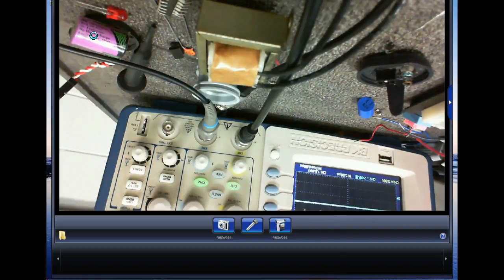And watch what happens to the output. I'm not going to change the input voltage at all. So here's the duty cycle. If I use a smaller duty cycle, my output voltage goes down. If I use a bigger duty cycle, my output voltage goes up.